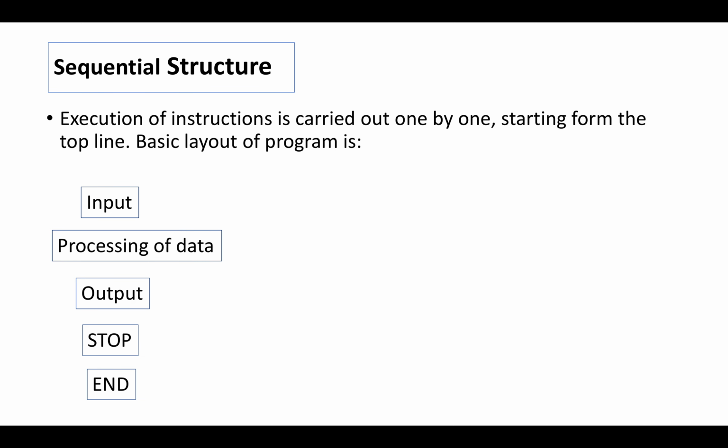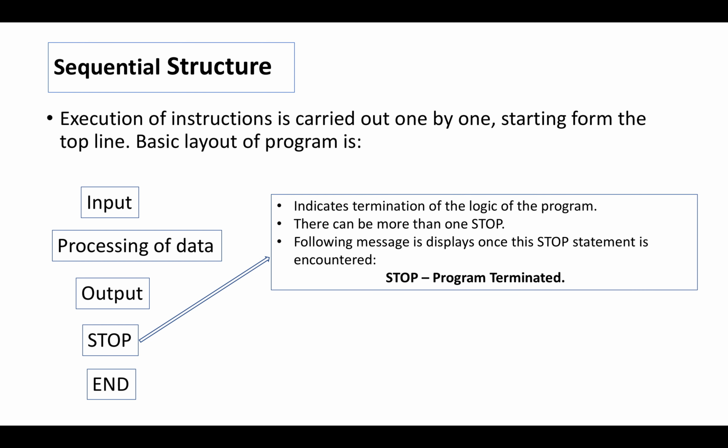To begin with, in a sequential structure, execution of instructions is carried out one by one, starting from the top line to the bottom line. The basic layout of the program in sequential structure is: first is input, then we have processing of data, then output, then stop and end. So stop means termination of logic of the program.